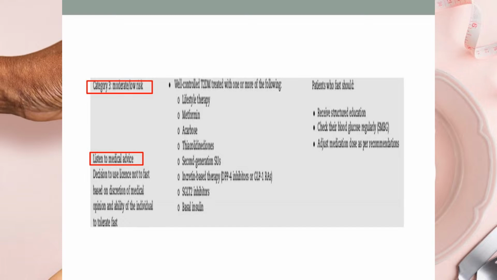Even that, listen to the recommendation. Decision to license not to fast is based on discretion of the medical opinion and the ability of the individual to tolerate fast. Okay, so whilst it gives you some leeway to be able to fast, yet it has to be in consultation with your medical practitioner to advise your patient that fast or do not fast. And even if you fast, these are the do's and don'ts. And once the patient is able to comply with those recommendations, they can safely go ahead.